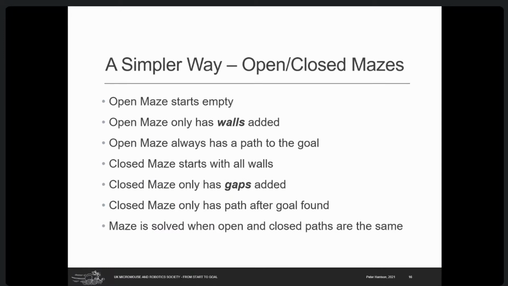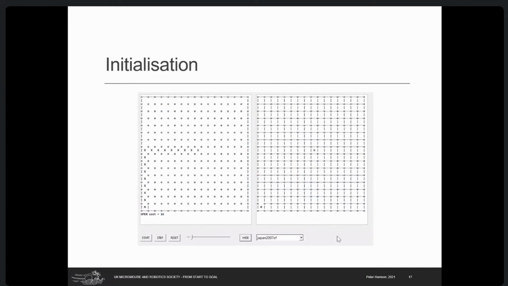So let's have a look at how that works. We've got our open maze on the left and our closed maze on the right. And this is the initialization. This is the same maze as before. It's the Japan maze. And you can see the open maze has no walls, the closed maze has all walls except for the start cell. So we'll go and explore to that first place that I stopped before. And now you can see that the open maze has got some extra walls added, and the closed maze has got some extra gaps added.